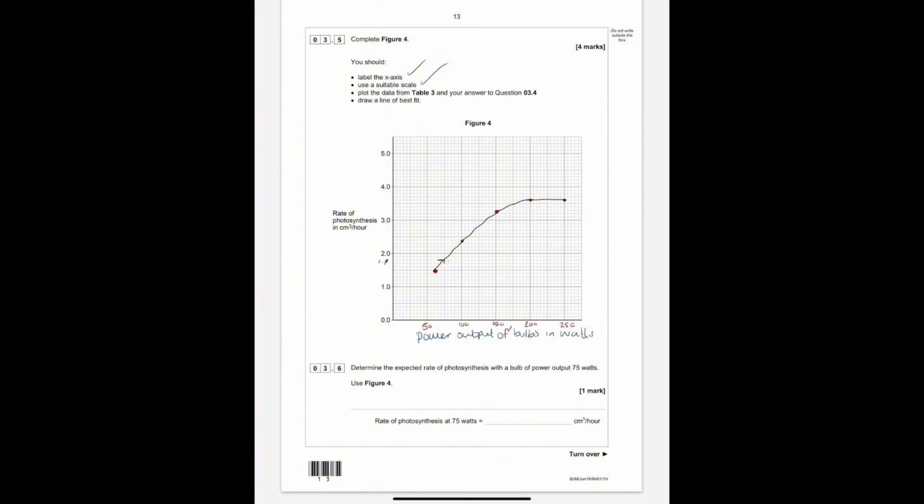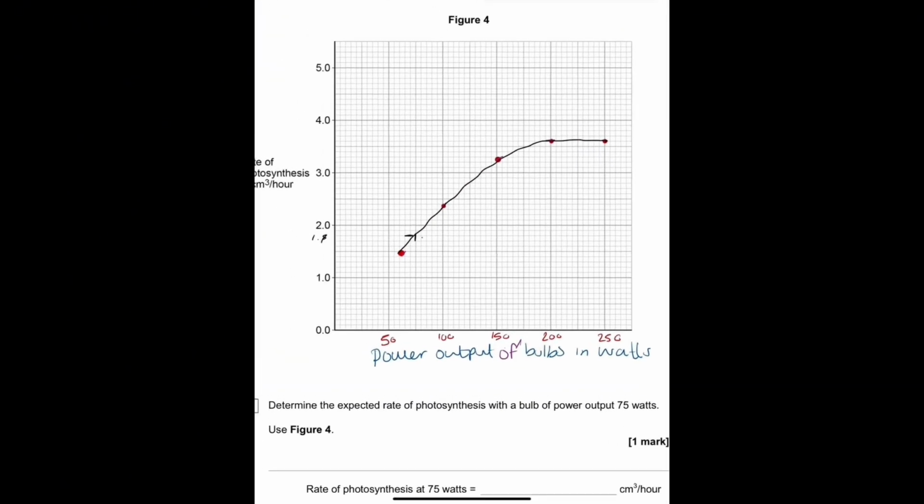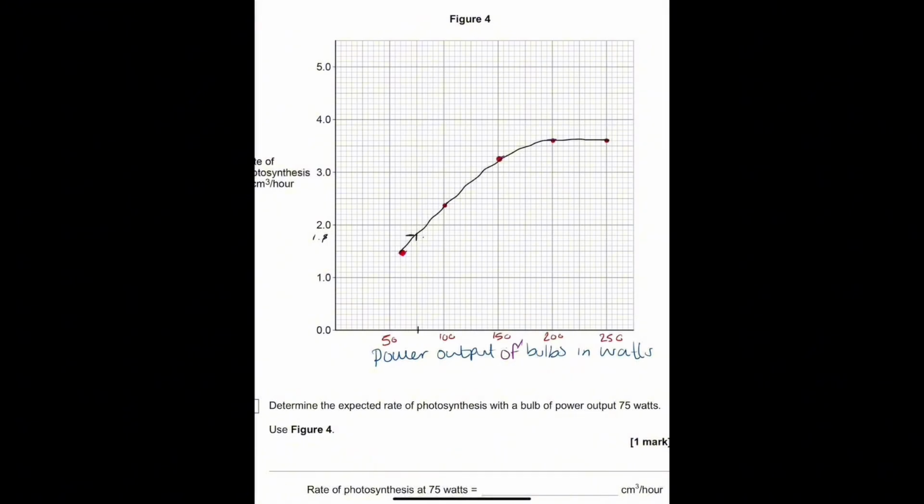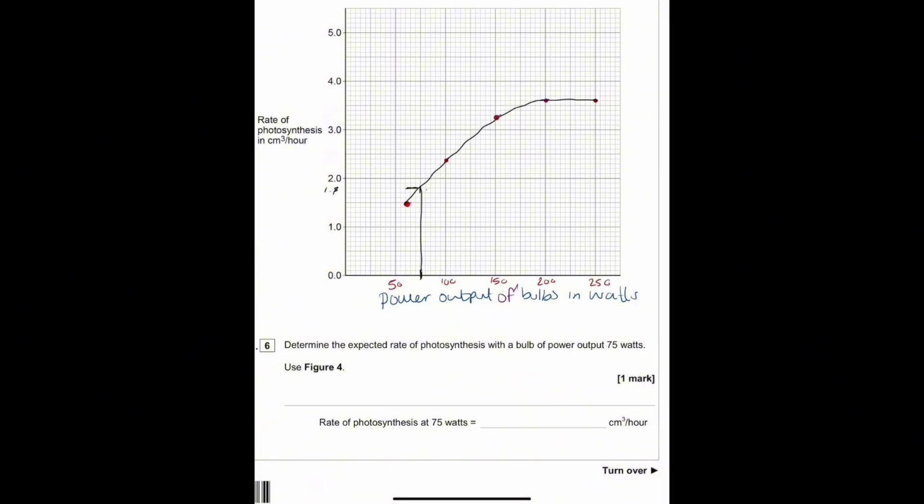Now it wants you for 3.6 to determine the expected rate of photosynthesis with a bulb of power output of 75 watts. So 75 watts is, I'm just going to zoom in a little bit now. And 75 watts is going to be around about over here. So this is where 75 watts is. And then we draw a line going up vertically. This is how you should ideally do it. This is not going to be the best example. I'm not using a ruler. And then we draw a line going across horizontally. And I think that's going to be 1.8, okay? Which we can see over here.